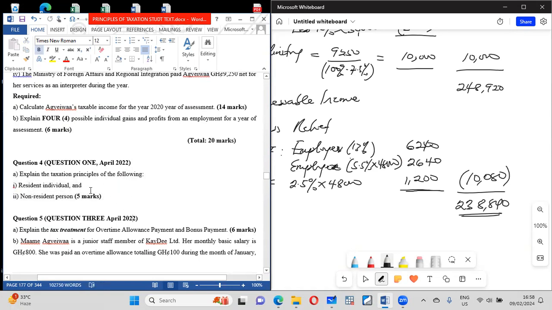So this is the question that we are coming to as part of our treatment. Explain the principles of residence. So a resident means section 101. Like I told you, the taxation principle is that if you are a resident, it doesn't matter where you earn your income.